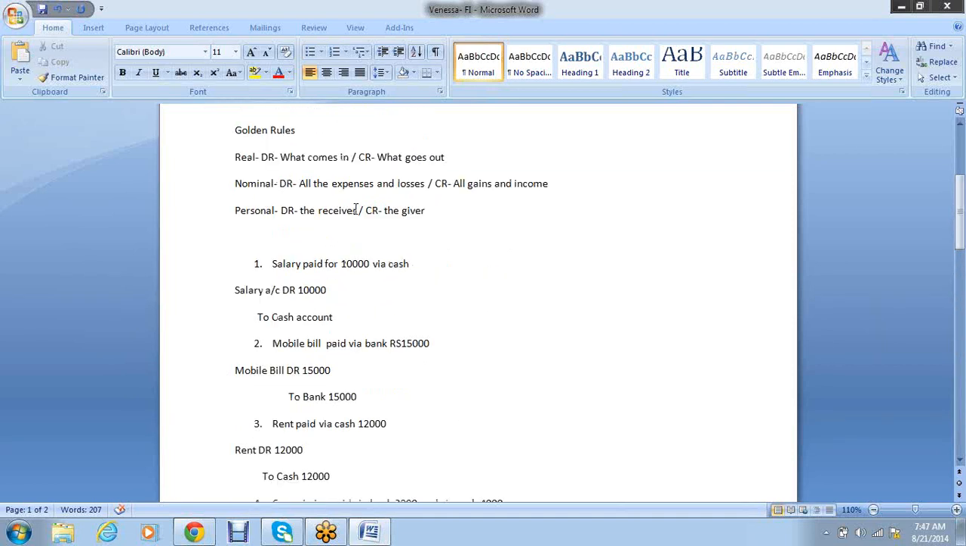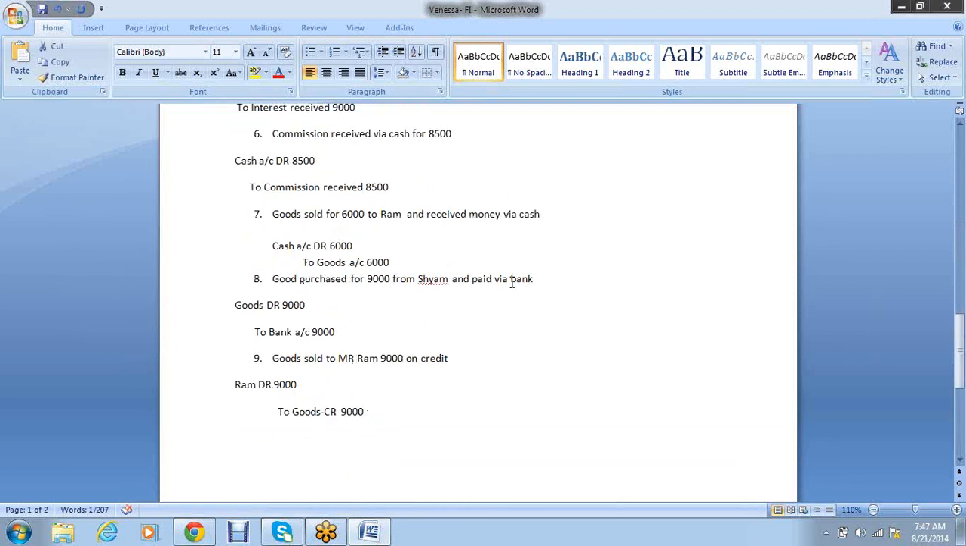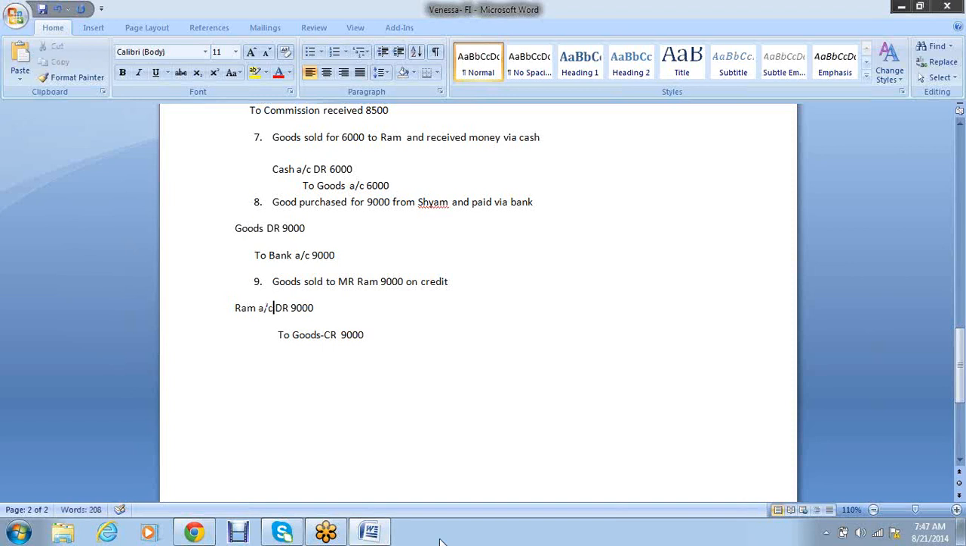So Ram is receiving the goods. Correct? Yes. Ram is receiving the goods, so his account is debited. Why not credit account? If I write credit account, I don't know to whom I have given the credit. In the future, I have to remember that I have given it to that person.